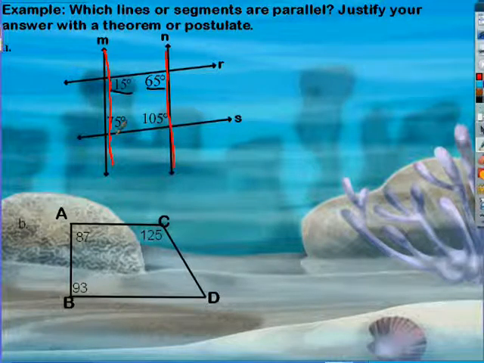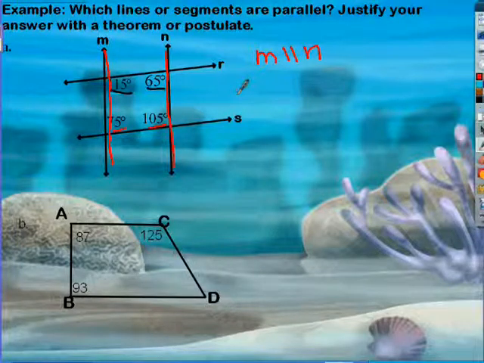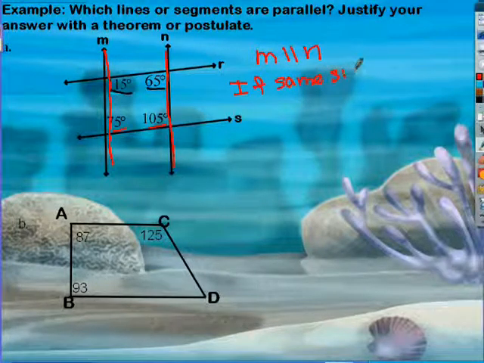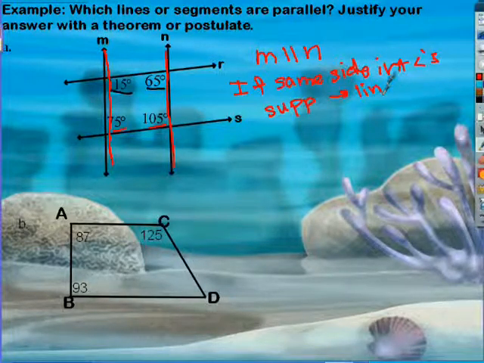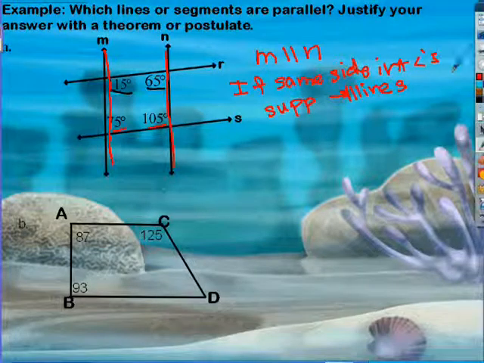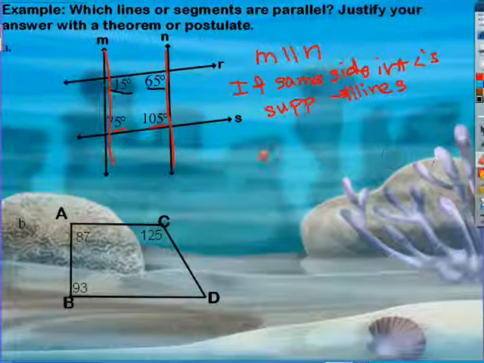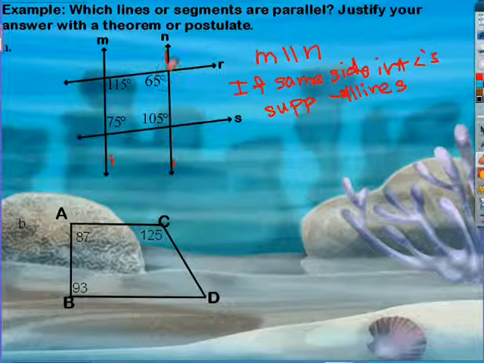When I add 75 and 105, does that equal 180? Yes. So that confirms it. I know that M is parallel to N, and the theorem or postulate would just be if same side interior angles are supplementary, that is enough to prove that I have those lines parallel. Let me erase everything on this picture. So I really can put some arrows on this diagram.